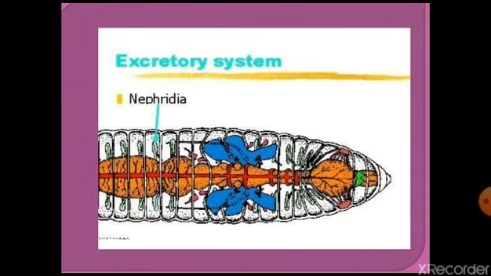Here you can see nephridia. These are parallelly arranged, represented by green dots.